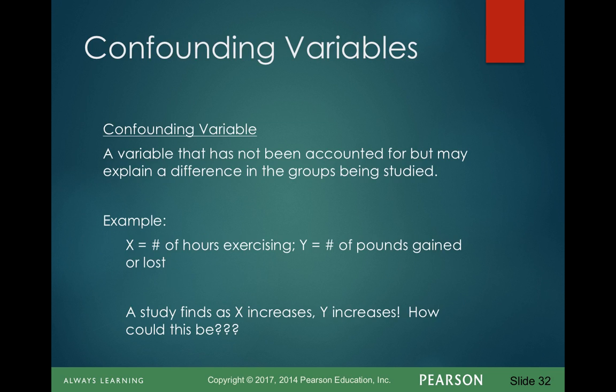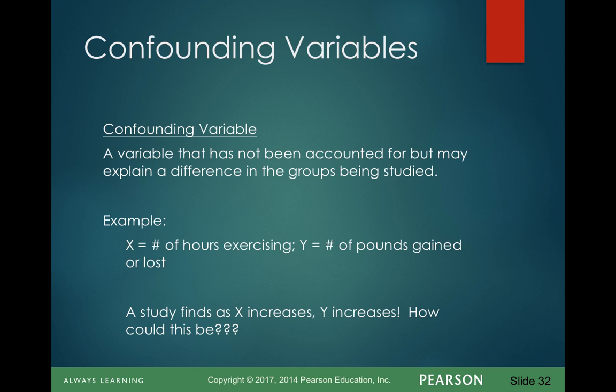We run into confounding variables a lot. Any variable that lurks in the background, that hasn't been accounted for, but has a huge impact in explaining the difference in the groups being studied is called a confounding variable. For example, let's say we did a study where X is the number of hours exercising and Y is the number of pounds gained or lost. We crunch our data, and this particular study finds that as the number of hours of exercise increases, the number of pounds gained increases.